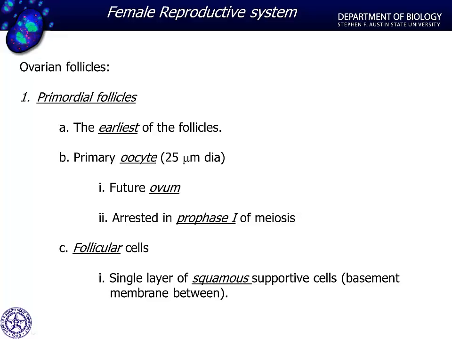So the earliest is our primordial follicle. Here we're going to have our oocyte, this primary oogonia. It's about 25 microns in diameter. And this is going to be the one that's arrested in prophase 1 of meiosis. Here we are waiting for the maturation process to begin before we continue any further in development. And this oocyte is going to be surrounded by our single layer of squamous follicular cells. And this is the one we're going to readily identify in those outer regions of the cortex.